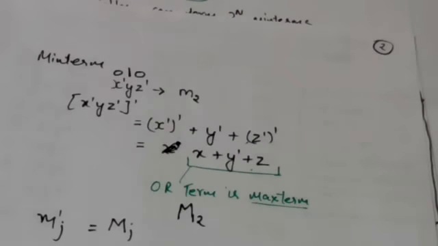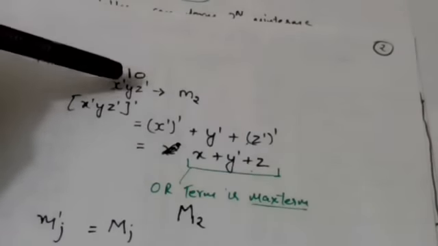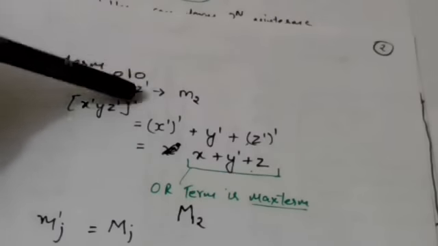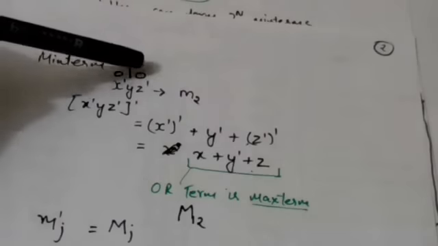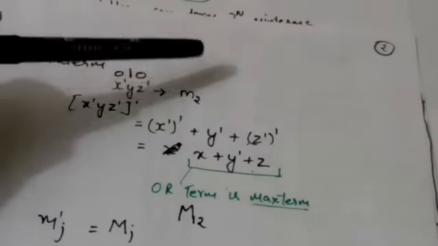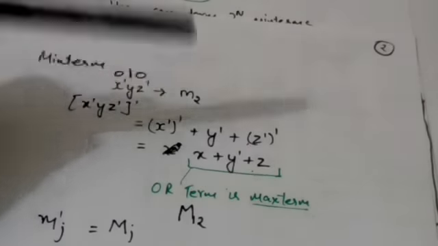Now look at this minterm x naught and y and z naught. So the binary number that is associated with this minterm is 0, 1, 0. Its decimal value is 2. So it can be represented as small m 2.